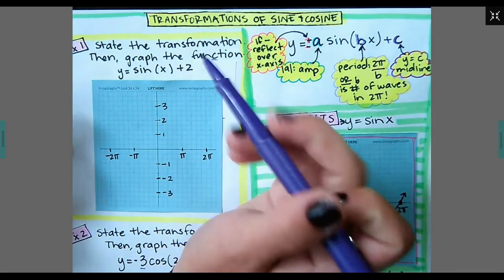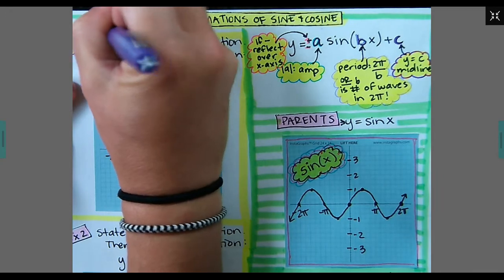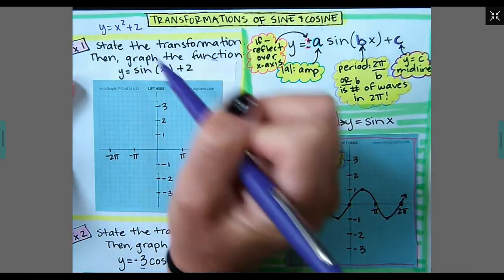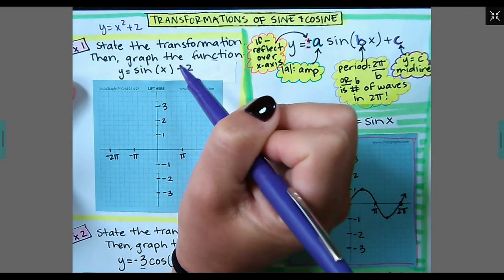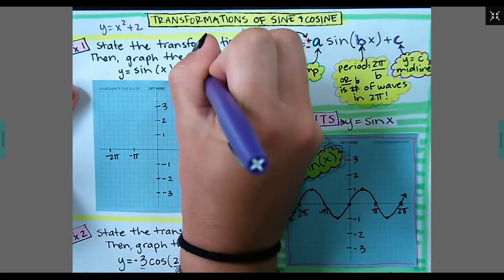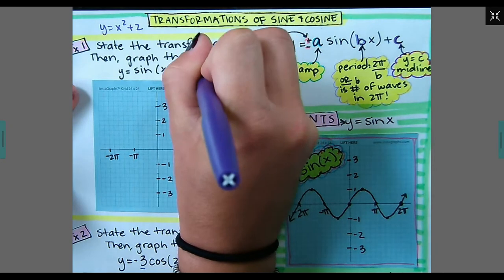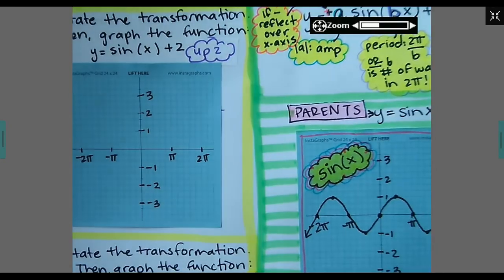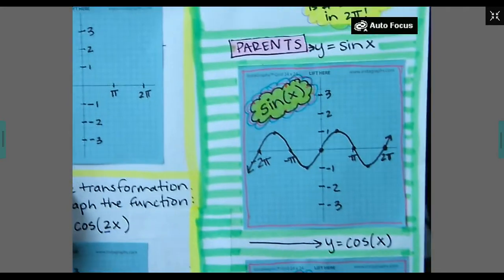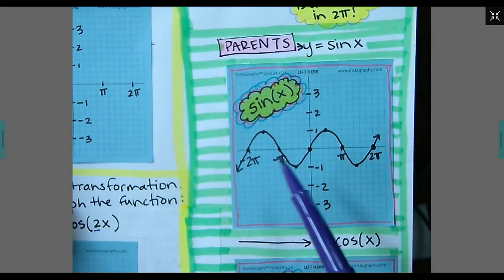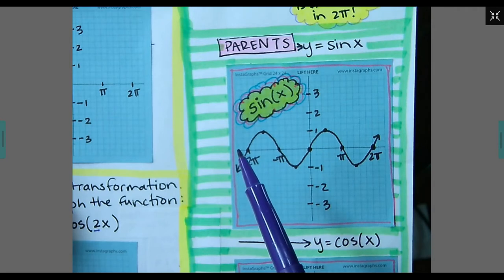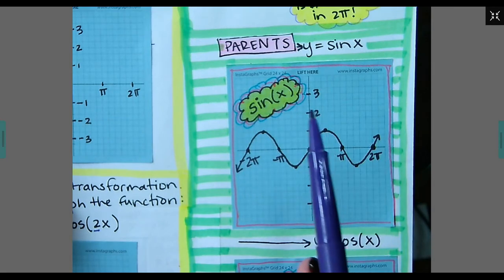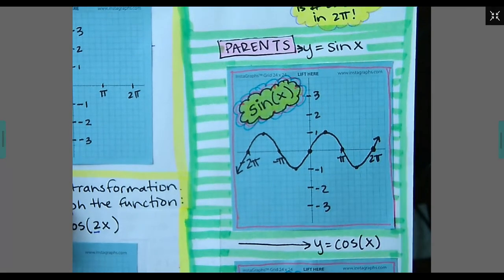So as with any function, such as y equals x squared plus 2, this is going to be going up 2. So it's going to be the exact same thing here. This is just going to be up 2. Okay, so we're going to go ahead and graph this function. So it's just going to be the regular sine of x function, which is this here, but this whole thing is going to be shifted up 2. So what we're actually shifting is this midline. We're going to move the midline up 2 and then keep the wave exactly the same.